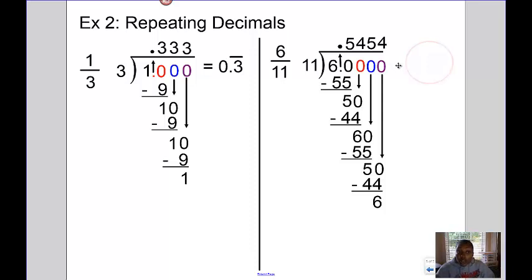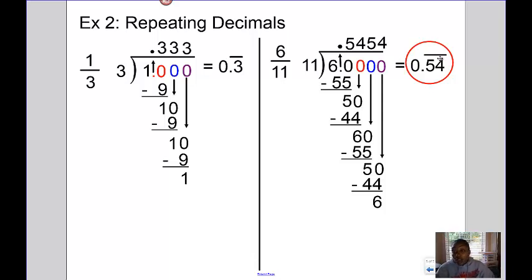So my answer would be 54 hundredths, but I'm going to put a bar above the 5 and the 4 because both numbers are repeating. So whatever is repeating is what you put the bar above. It could be one number that's repeating. It could be 2. It could even be 3 numbers that are repeating.